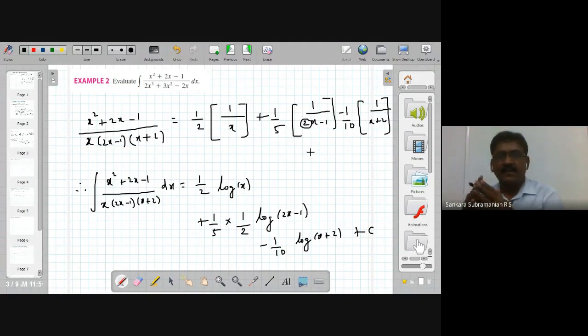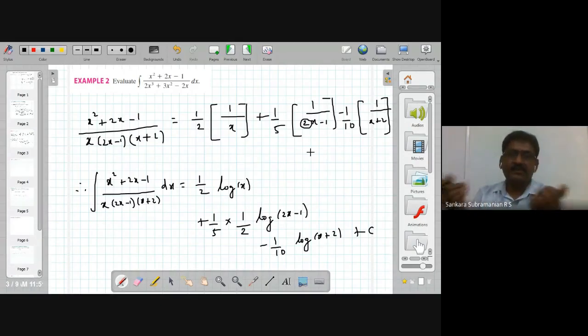The idea is identifying the rational function in a particular fractional form. If it is not in fractional form, you have to go for a division method and make it quotient plus remainder by divisor. And if the denominator can be expressed as a product of linear terms, factorized, then you can go for case 1 of the partial fraction rule.